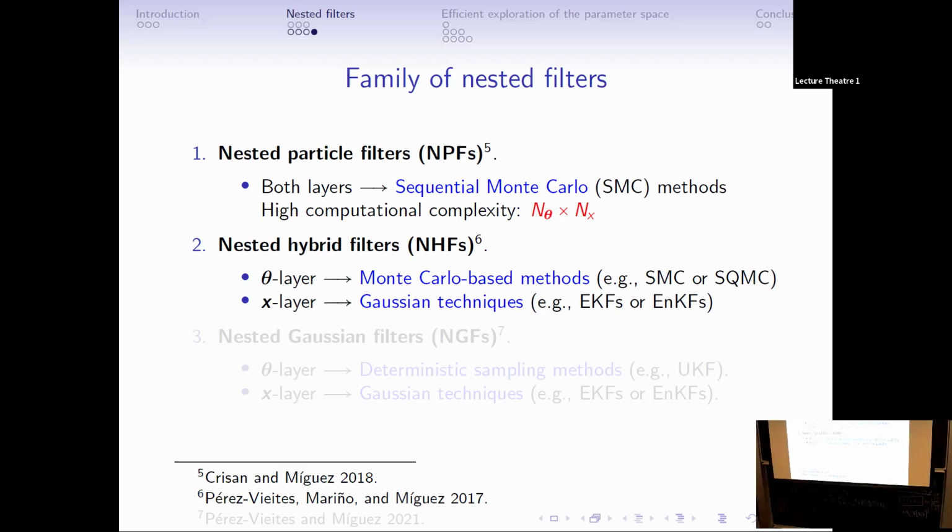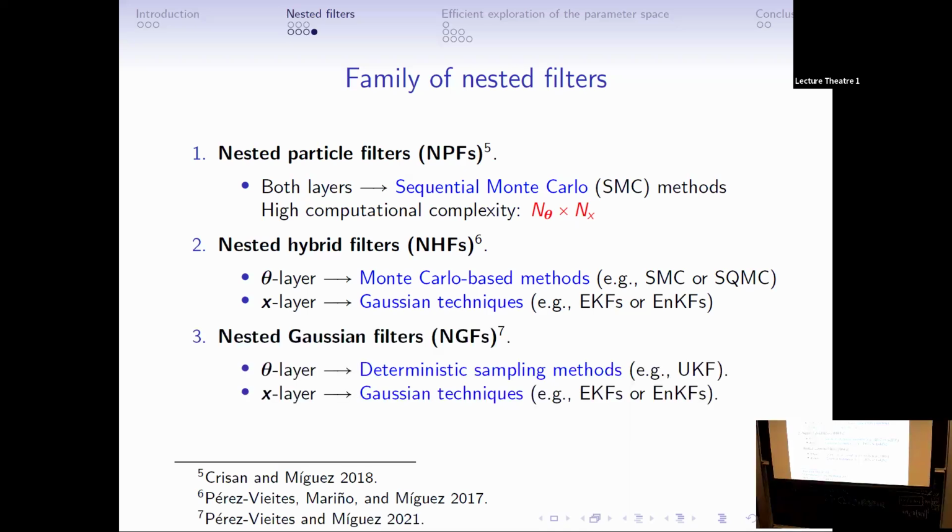And following the same idea, after that, we tried to change how to implement the parameter layer. Instead of using SMC, we tried to use some other deterministic sampling method, so the number of particles, points, samples, call it whatever, is usually lower. So we implemented basically quadrature for the parameter layer, and we kept using different types of Kalman filters for the state. Okay.